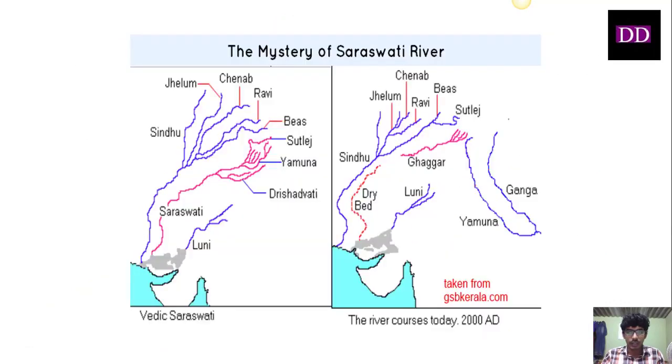You may wonder, you have studied about Saraswati, but the Saraswati river may not be in the map because it dried up. This is the Vedic Saraswati map, and here you can see the Saraswati river which flowed, but at present there is no Saraswati river because it is dried up.